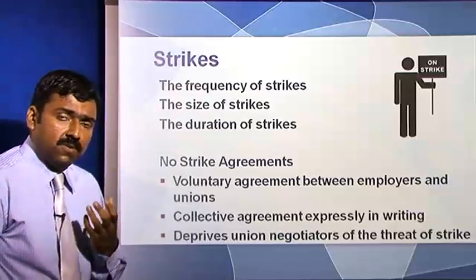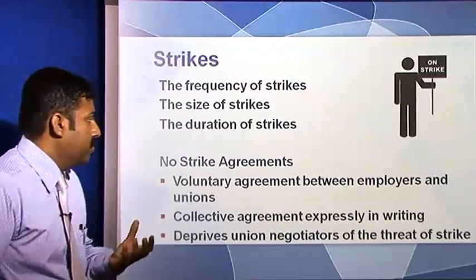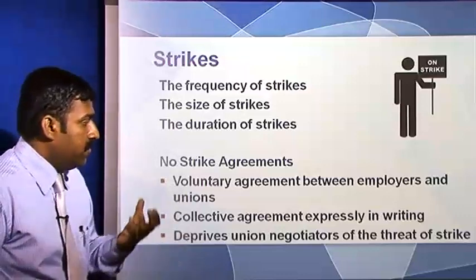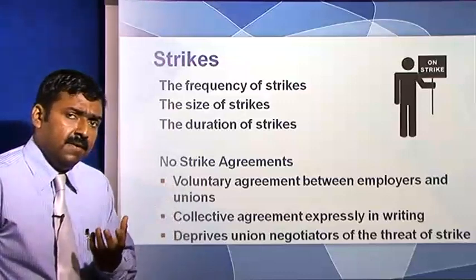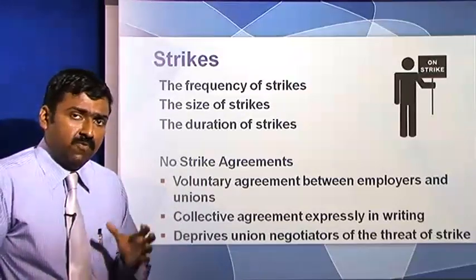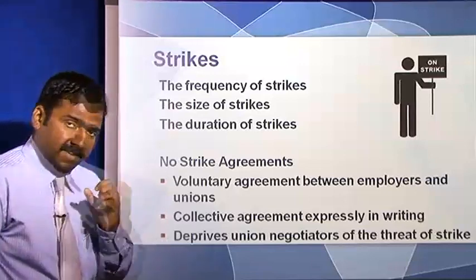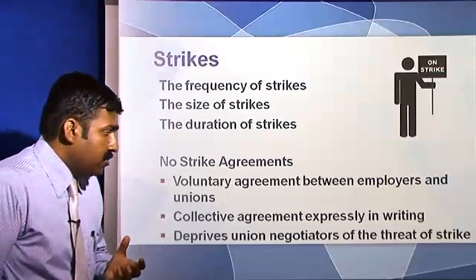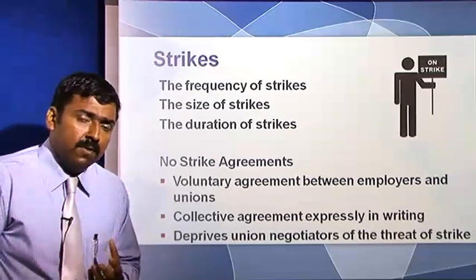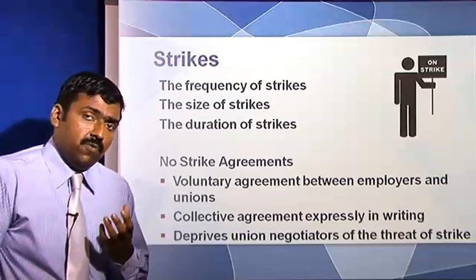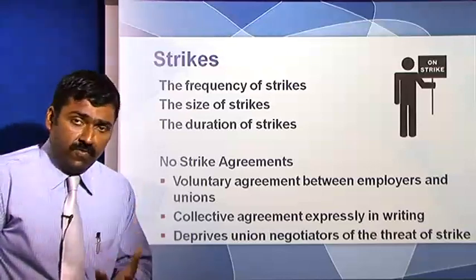situation where it can potentially cripple your operations. Now, to avoid all this, generally employers and the representatives, the trade unions, get into no strike agreements in the form of voluntary agreement between employers and unions, or collective agreements expressly in writing. These are collective agreements signifying the intention of both the parties, identifying the interests and the responsibilities, and it is expressed in writing, and deprives union negotiators of the threat of strike. It no longer gives the representatives of the union a weapon called strike, because you entered into a no strike agreement for a particular period of time with the management or a group of employers.